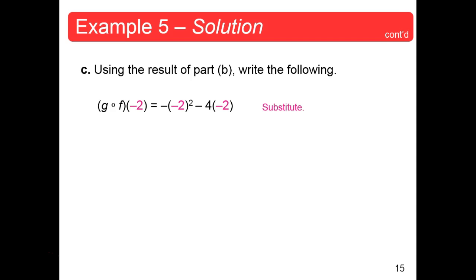Now, using the result of part B, we just plug in the minus 2. That would be a minus on the outside, a minus 2 on the inside squared, minus 4 times minus 2. And y'all did it right. You first do the exponent. Negative 2 squared is 4. Negate that, you get a minus 4. And then minus 4 times minus 2 is plus 8, and that gives you 4.